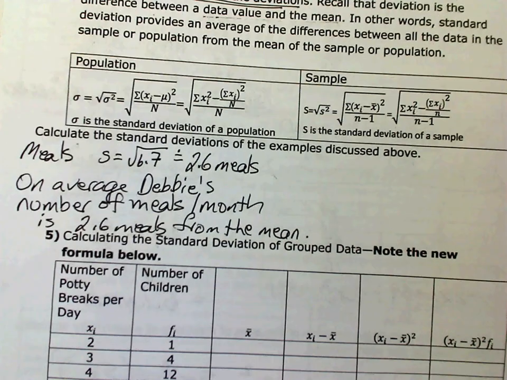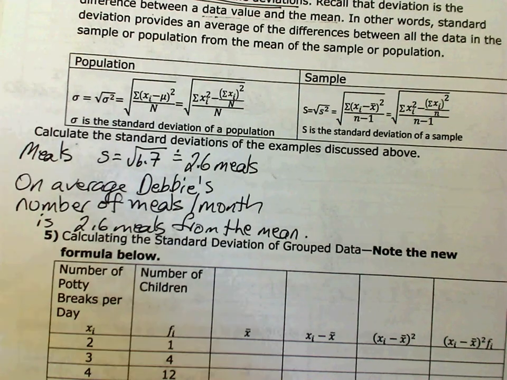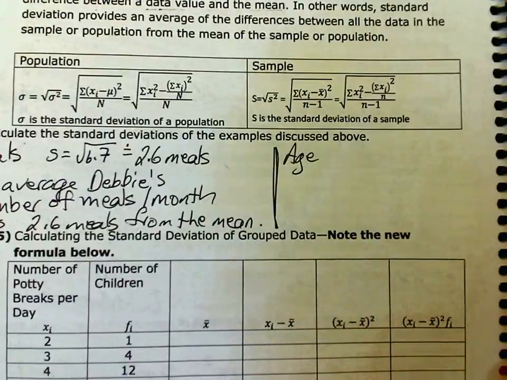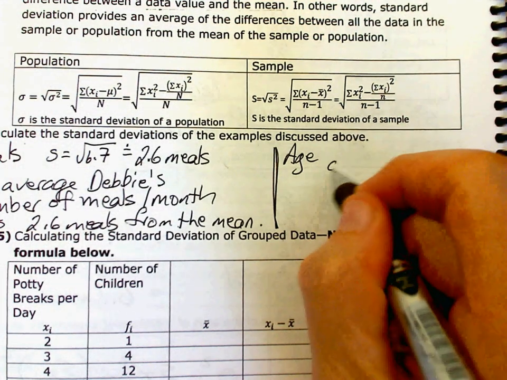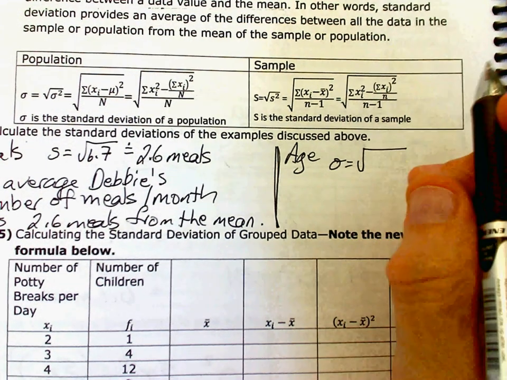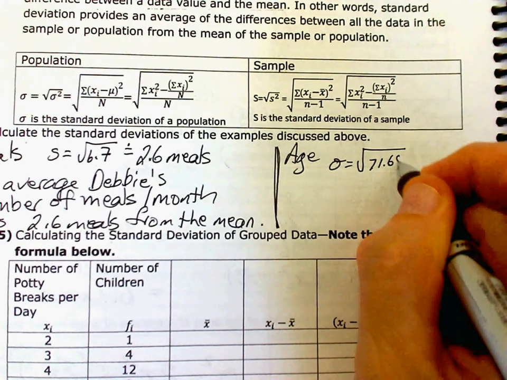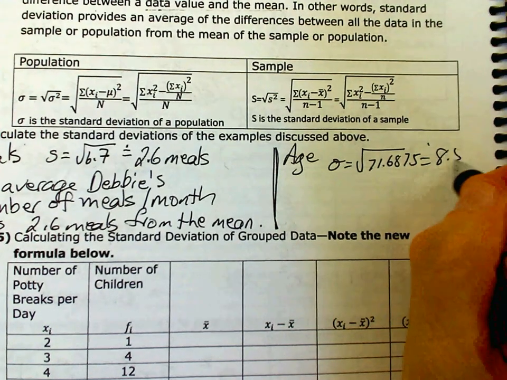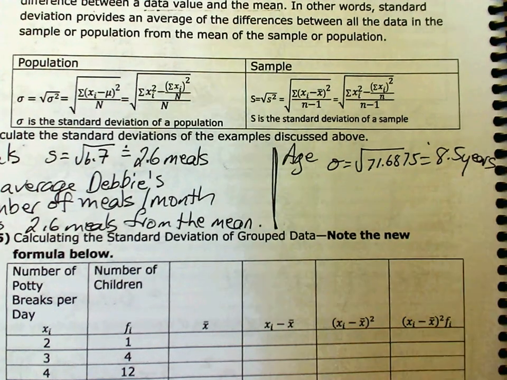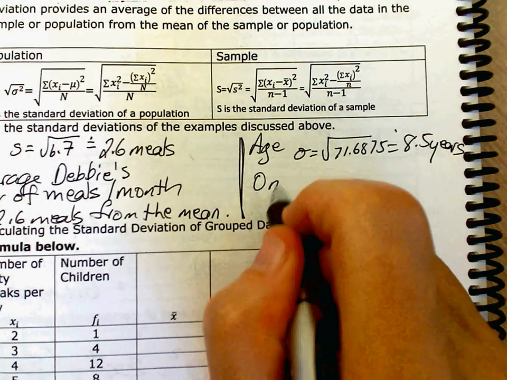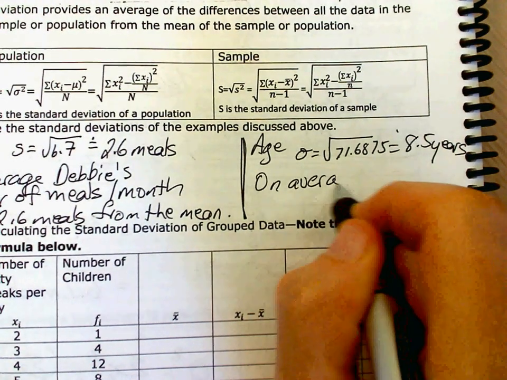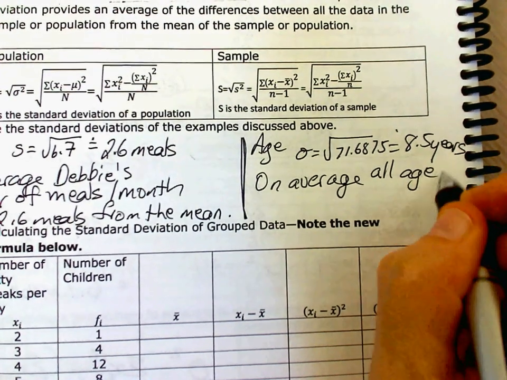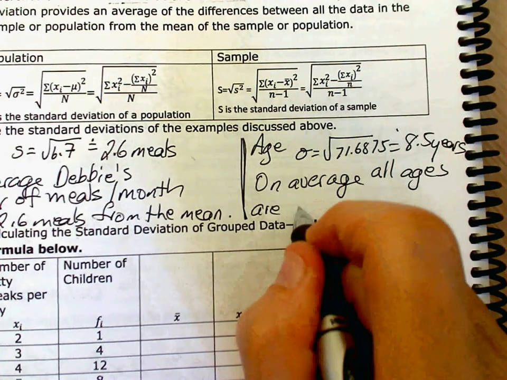Let's do the H one. So, sigma is, because that was a population, right? That is approximately 8.5 years. On average, all ages are about 8.5 years from the mean.